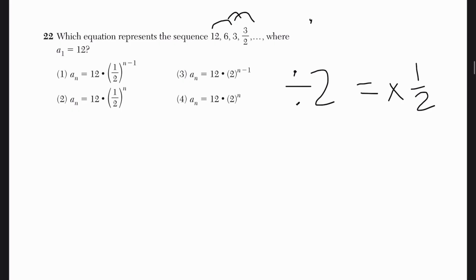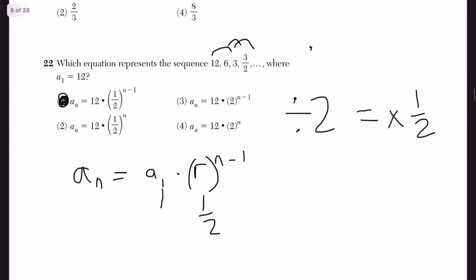And if you multiplied 1/2 by whatever term you want, take away 1. If you want the 10th term, you do 1/2 to the 9th power and then multiply it by the initial value. So that's going to look like choice 1. That also should be on your reference sheet. A_n equals A_1 times r to the n minus 1. That should be on your reference sheet. And the rate is 1/2. The initial value is 12.